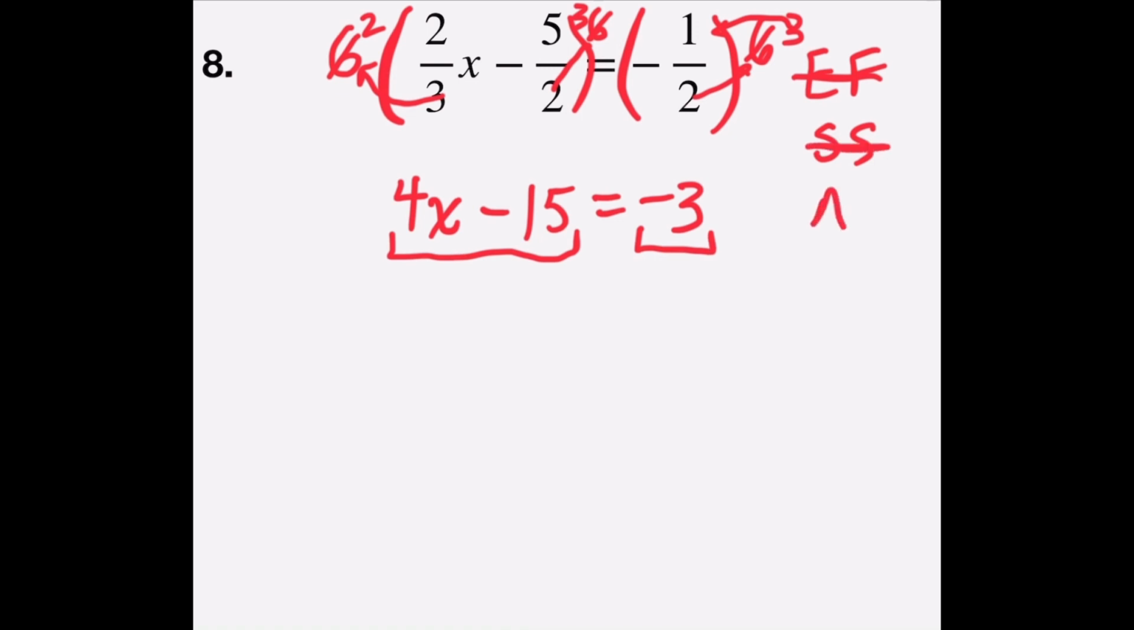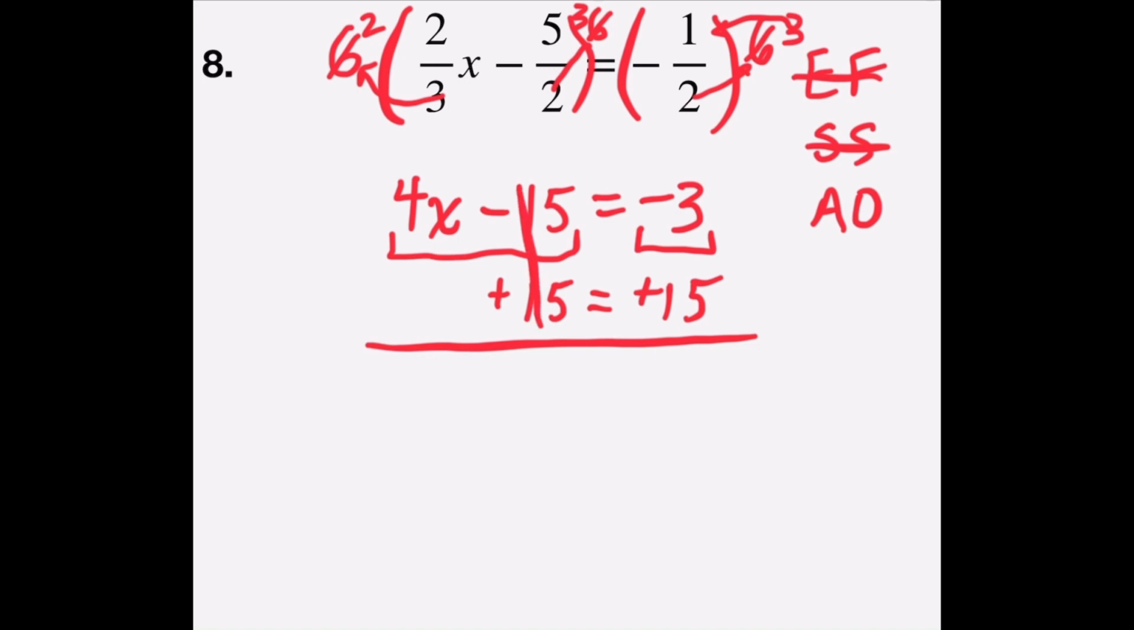So I can move on to step 3, add opposites, in order to isolate my variable terms on one side and my number terms on the other. To do that, I'm going to add 15 to both sides. -15 plus 15 is 0. 0 plus 4x is 4x. -3 plus 15 is 12.